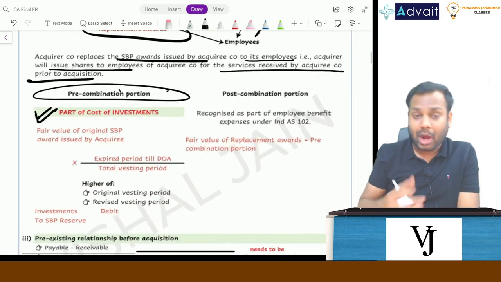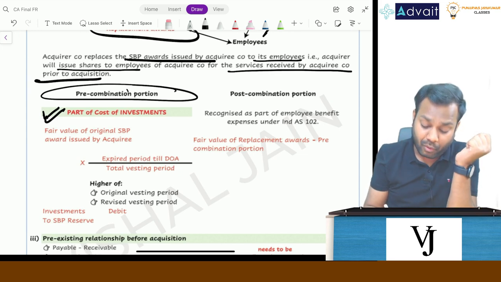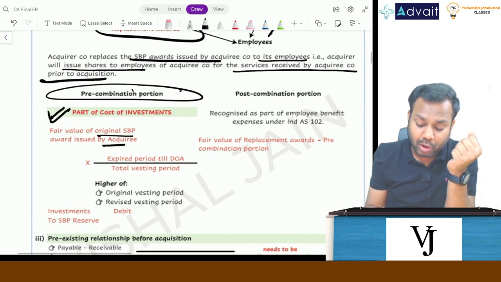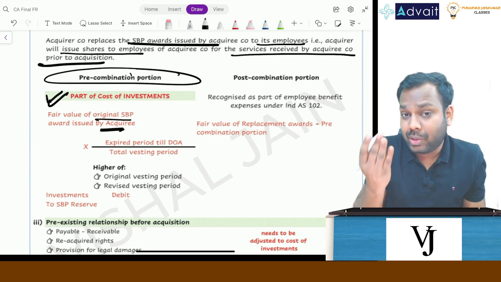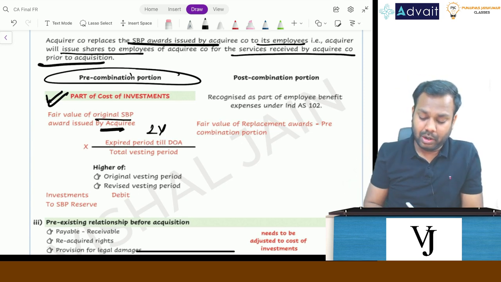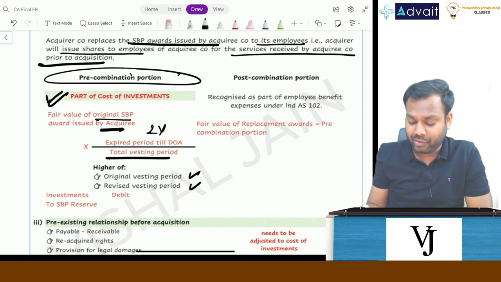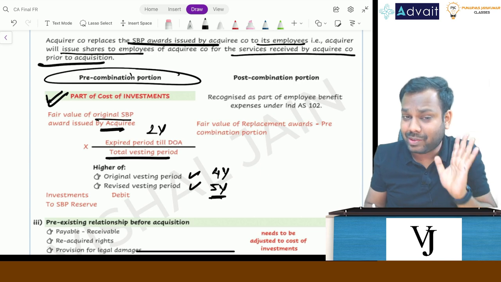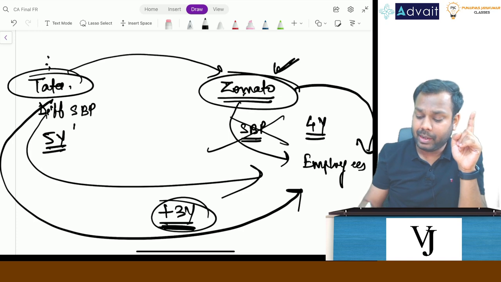Now, how to calculate this value? It says that we take the fair value of the original SBP award issued by the acquiree. How many years have the employees given service to Zomato? 2 years. What is the total vesting period? Total vesting period means the higher of the original vesting period and the revised vesting period. Original vesting period was 4 years, revised vesting period is 5 years. Meaning thereby out of 5 years, 2 years of service is already given by the employees to Zomato.